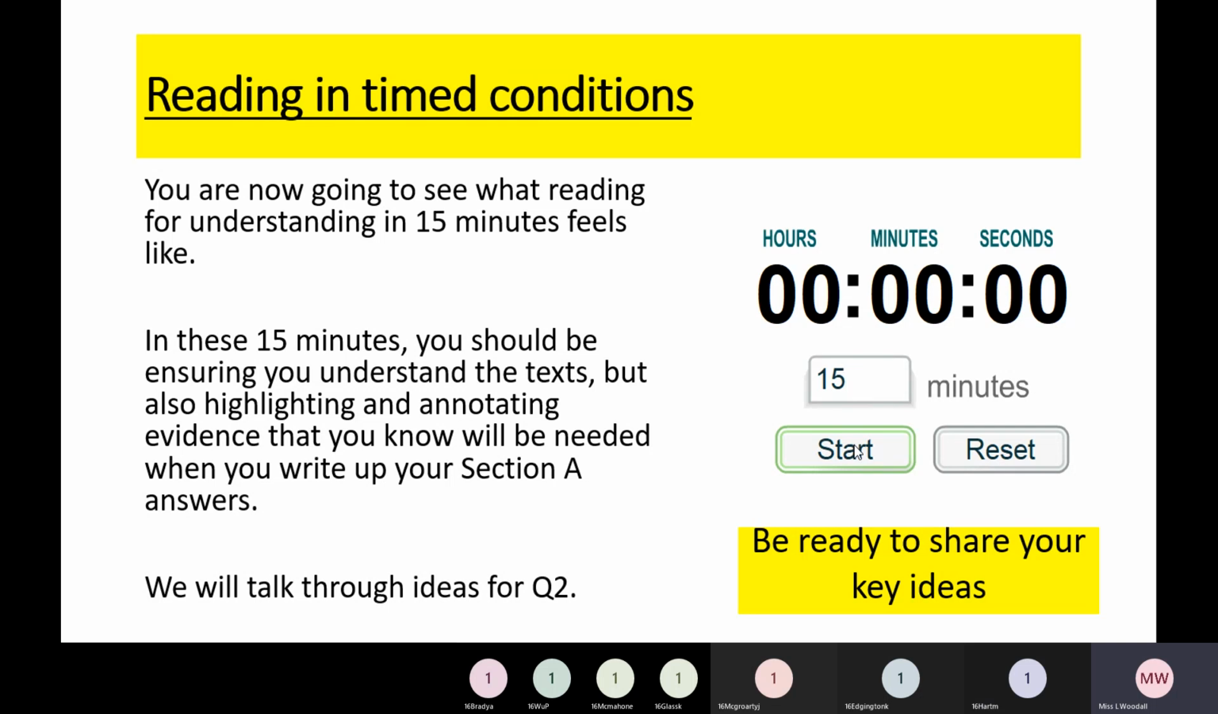Okay, 15 minutes. Matt, see if you can find it in that time. Everyone else, make sure you are annotating and be ready to share your thoughts. Off you go.